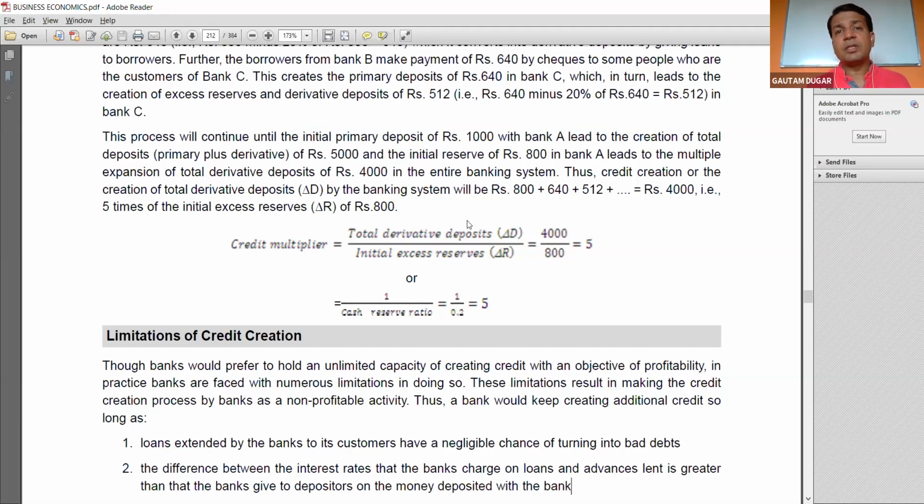Again, another important limitation is the lack of a proper business environment. Banks right now are sitting with cash reserves to give away as loans.